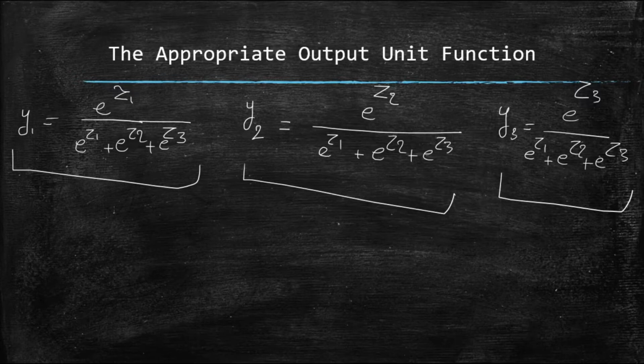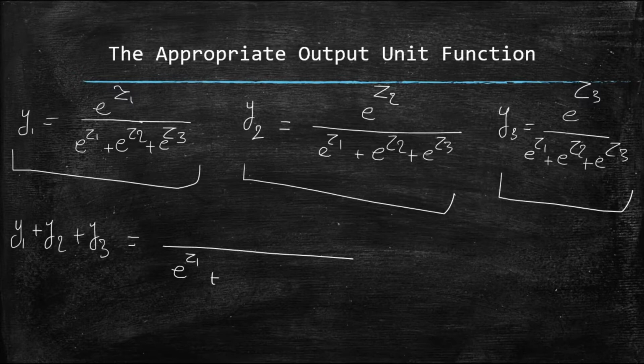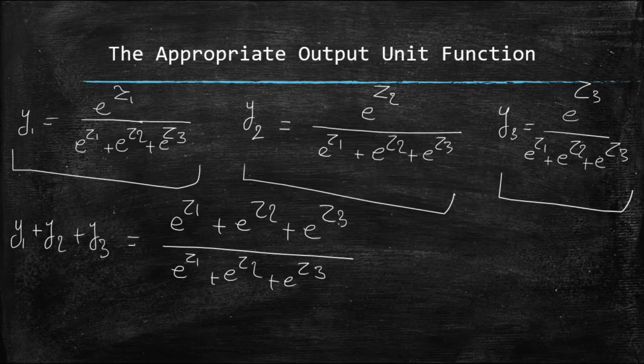Now let's see if the summation of all these apparently probability values would be 1 or not. So let's just sum them: y sub 1 plus y sub 2 plus y sub 3. If we sum all of these, we have a common denominator, e to the power z1 plus e to the power z2 plus e to the power z3, and the numerator for the whole thing would be e to the power z1 again plus e to the power z2 plus e to the power z3. So it's very straightforward math, and it's just 1. So again, the second condition is satisfied here.